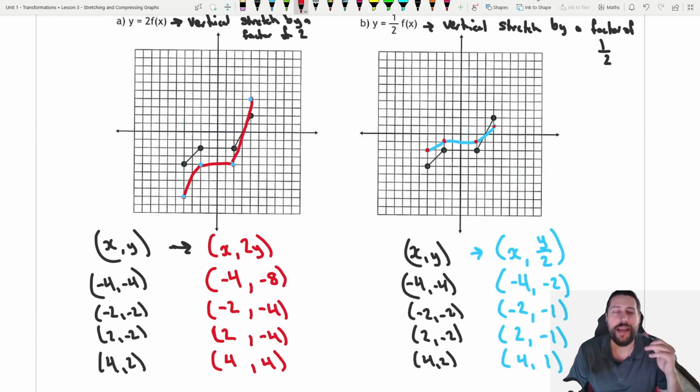Okay, so you can think of it as being compressed. Okay, it's been compressed by a factor of 2, or vertically stretched by 1/2. Means the exact same thing. But essentially it's been taken and it's just kind of been squished. Okay, but that's how you would do these two examples.